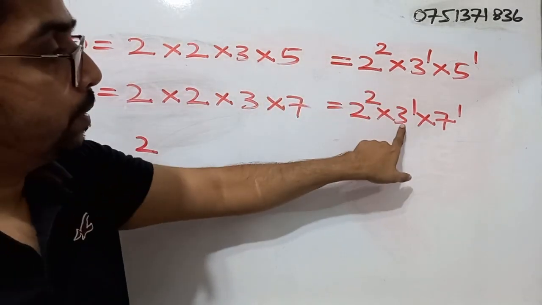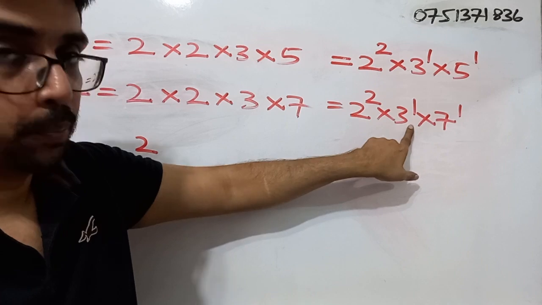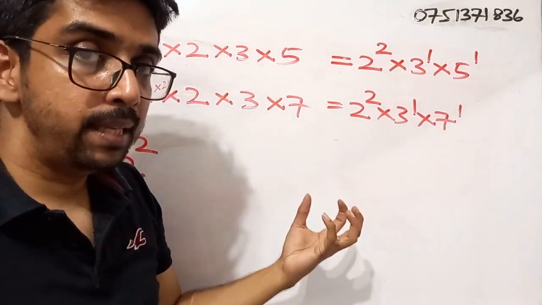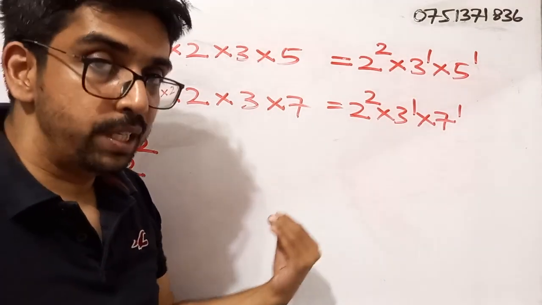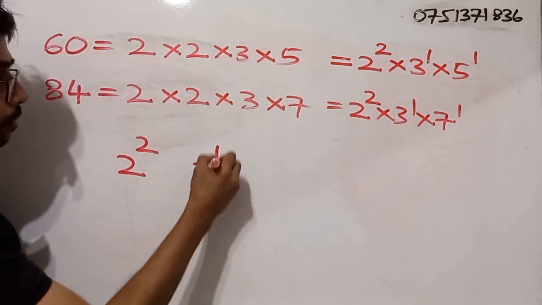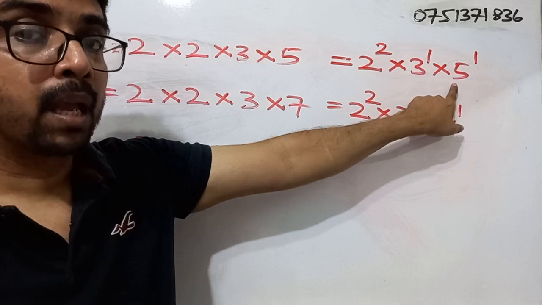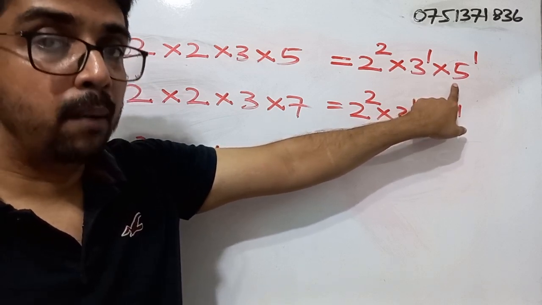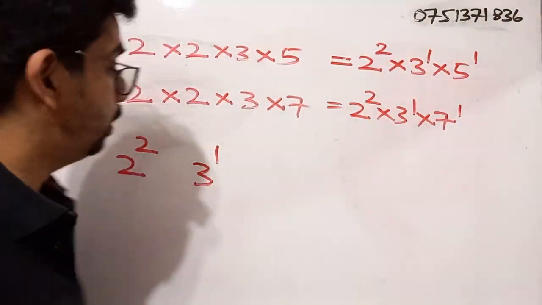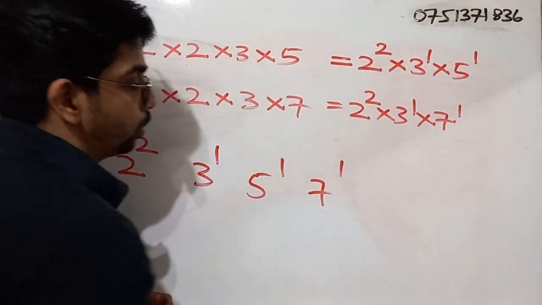Then both of these expressions have the base 3. And if we consider the exponent, both of them also have 1. So when we take the base 3, the highest index is 3 to the power 1. In the same manner, when we consider base 5, there is only one base 5. So we have to consider this index, that means 5 to the power 1. Same thing goes to 7, so we have to write 7 to the power 1.